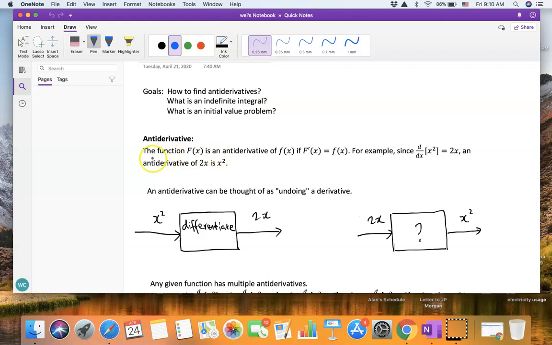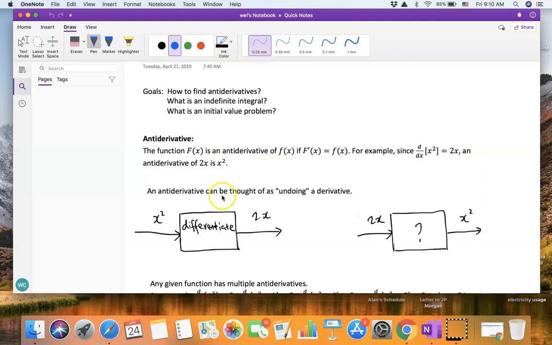antiderivative. The definition says the function capital F(x) is an antiderivative of function little f(x) if the derivative of capital F(x) equals little f(x). For example, since we know that the derivative of x squared is 2x, therefore, according to this definition, an antiderivative of the function 2x is the function x squared.